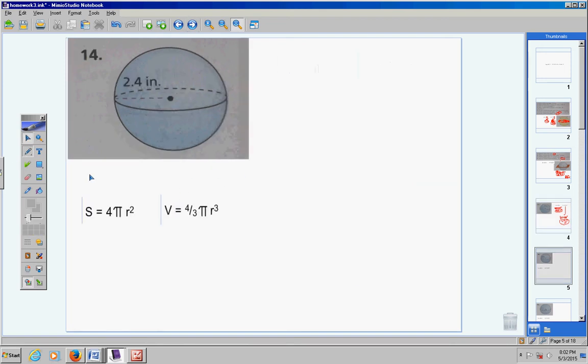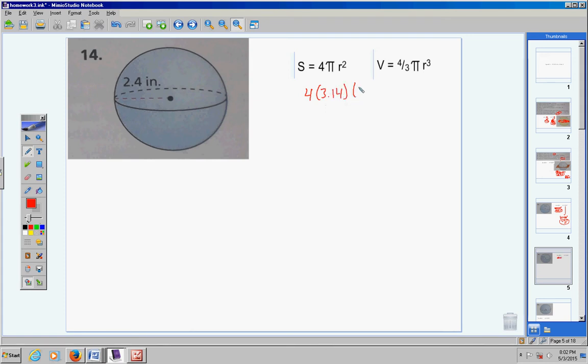Exact same thing again. Let's find the next three problems, 14, 15, and 16. It will be pretty redundant. Let's find the surface area of this sphere. We have 4 times 3.14 times my radius squared, which is 2.4 squared. Grabbing my calculator very quickly, I'm coming up with 72.3456.